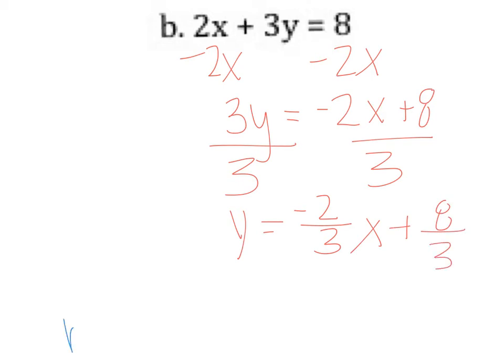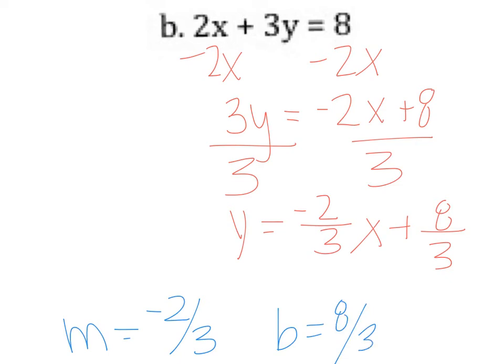This again means the slope, the number before the x, is negative 2/3. We're going to go down 2 and over to the right 3 to get to our next point. And our y-intercept is at 8/3. That's where it's crossing the y-axis.